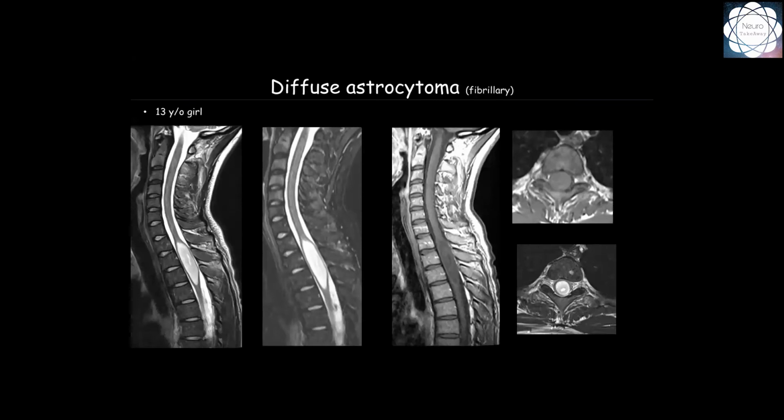Here you have a diffuse astrocytoma, what we used to call a fibrillary astrocytoma. This was a 13-year-old girl with back pain, and we detected this tumor with well-demarcated margins, a small cyst in the middle of the tumor, but the tumor did not enhance. And I had the opportunity to follow this girl for a long time. And I can tell you that the outcome was excellent. It was a very indolent tumor, very benign.